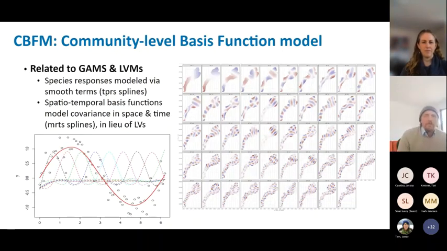If anyone's familiar with joint species distribution models, most of them take the latent variable approach, so species covariances and spatiotemporal random effects are modeled via latent variables. In this case, we've tried to replace the latent variables with spatiotemporal basis functions. In the same way that a species response curve is described as a linear combination of basis functions when you're fitting a GAM, we describe species covariances with one another, or their residuals in space and time, as a linear combination of spatial or temporal basis functions. So they take the place of the latent variables in a latent variable model. Next slide, please.